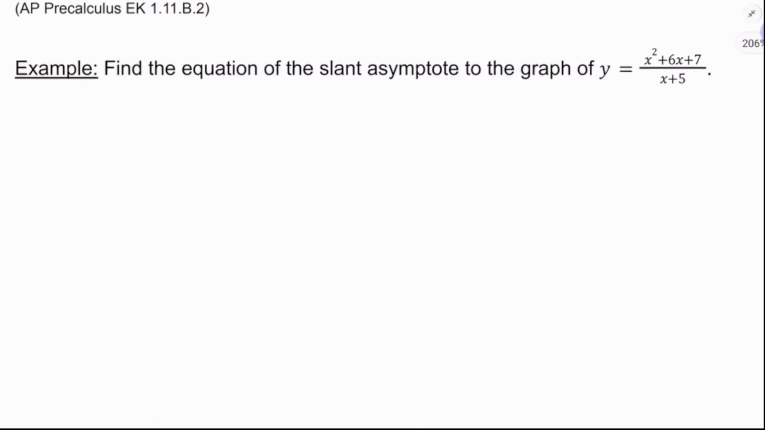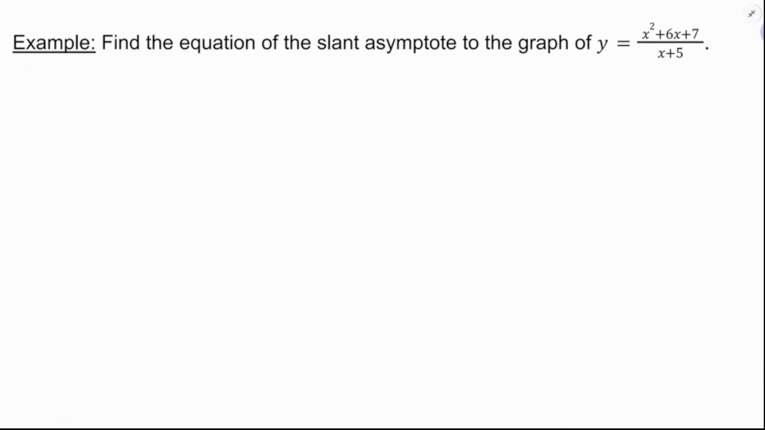So we're going to find the equation of the slant asymptote to the graph of this rational function. So what we're going to do is set up for that long division. So I'm going to go over here and I'm going to say x squared plus 6x plus 7.